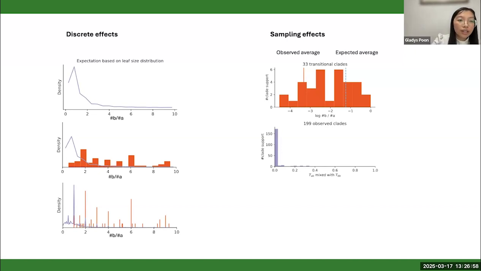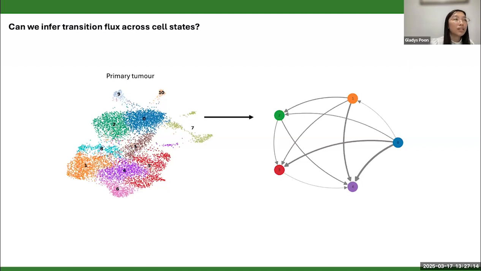So after considering these effects and doing this more systematically, we want to quantify whether or not there is clear signal telling us that the null should be rejected and there is a transition flux occurring across different clusters, different cell states. And so, can we infer transition flux across arbitrary cell states? Can we map the clusters, look at the clusters on the left-hand side, combine it with the lineage tracing data, with our multi-state evolutionary model, with our numerical methods, can we then infer a transition flux between the different states?